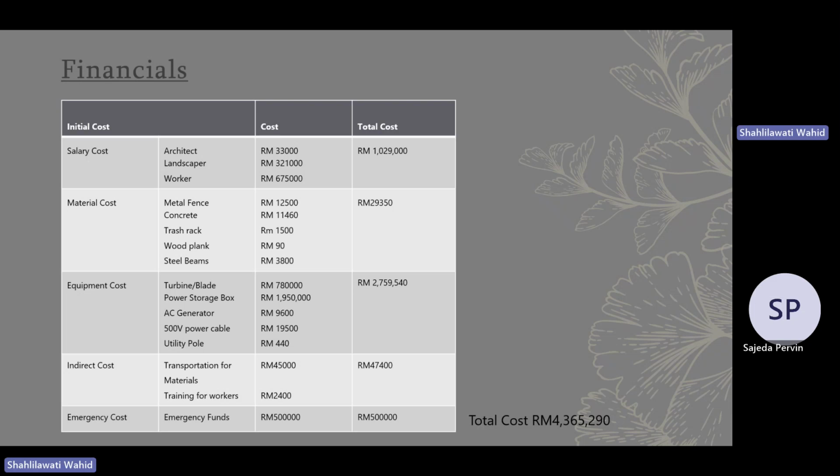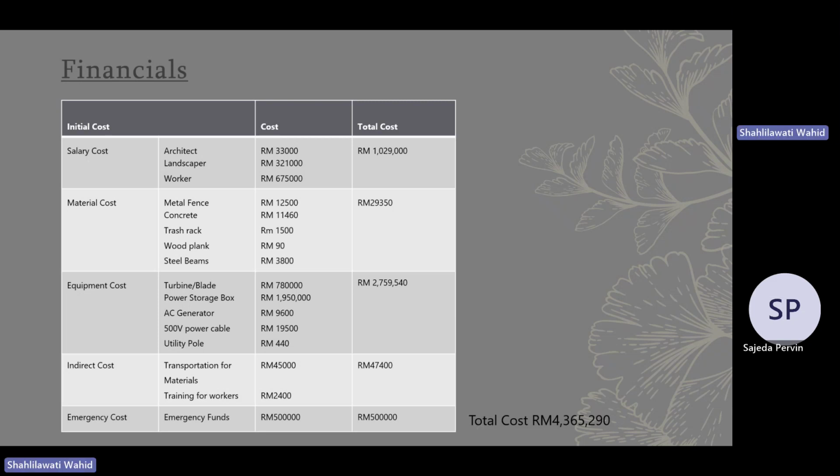For the equipment, the turbine blades will cost around 780,000 for 3 turbine blades, and 2 million for the power storage box, 9,600 for the AC generator, 500-volt power cable for connecting the electricity to the generator, and utility pole for 440. The total cost will be around 2.8 million.